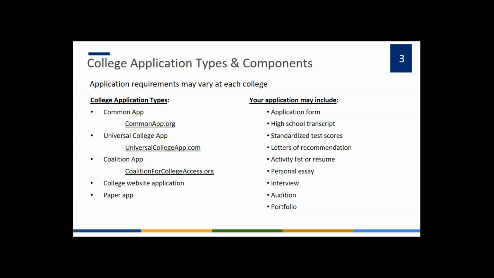The Coalition app is a relatively newer app. A lot of schools do use the Coalition app, I believe right now about 150. So same idea, the student would fill out application information and then could send it to multiple schools that accept that Coalition app. And then there are a handful of schools, usually the 2-year community colleges, that may still require a college website application or a paper application.